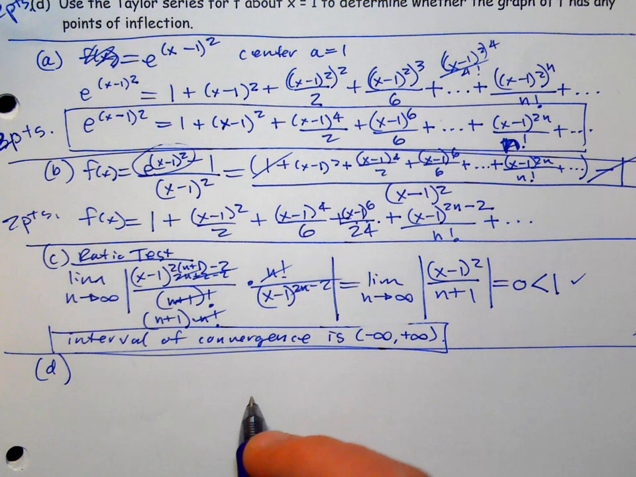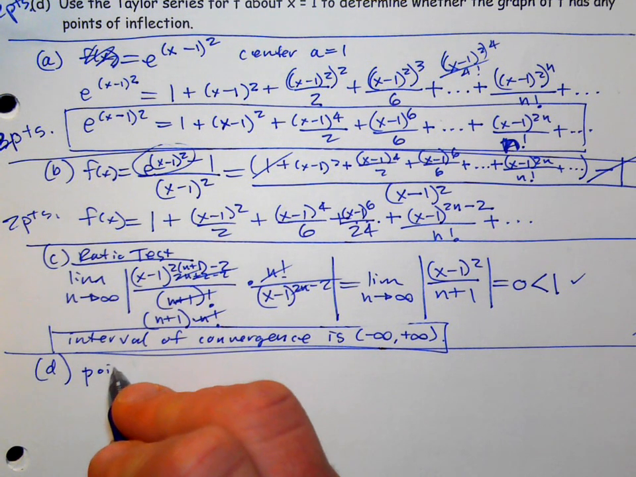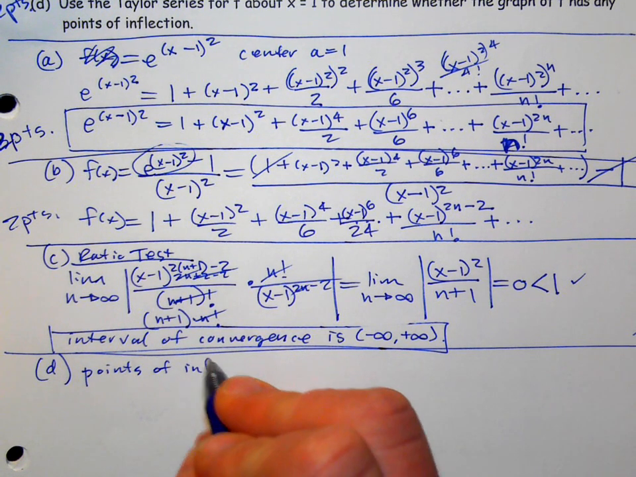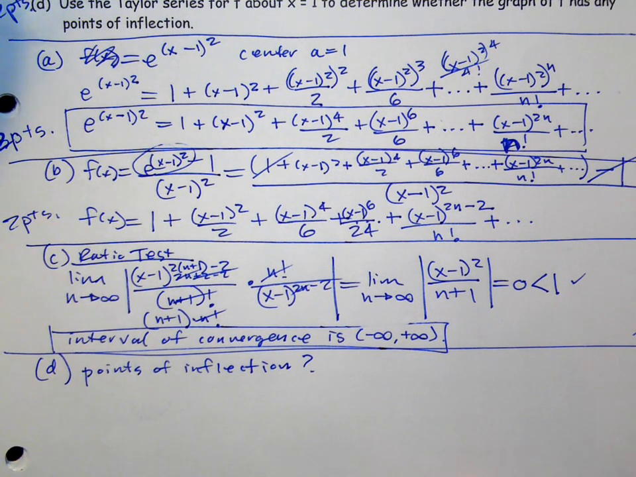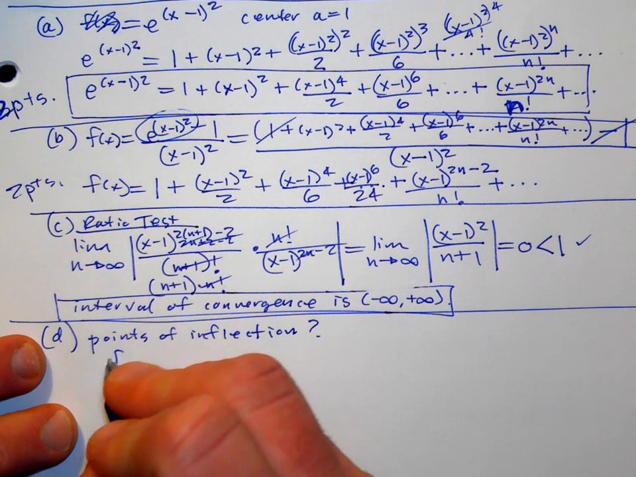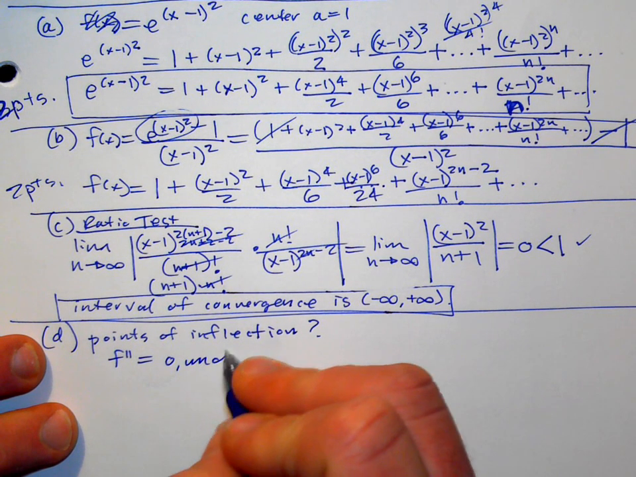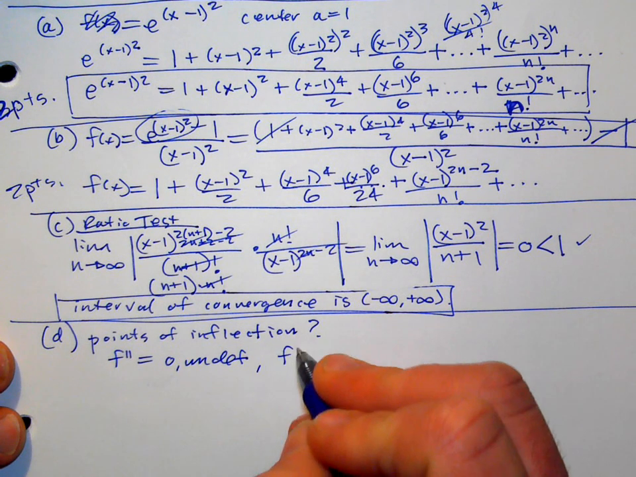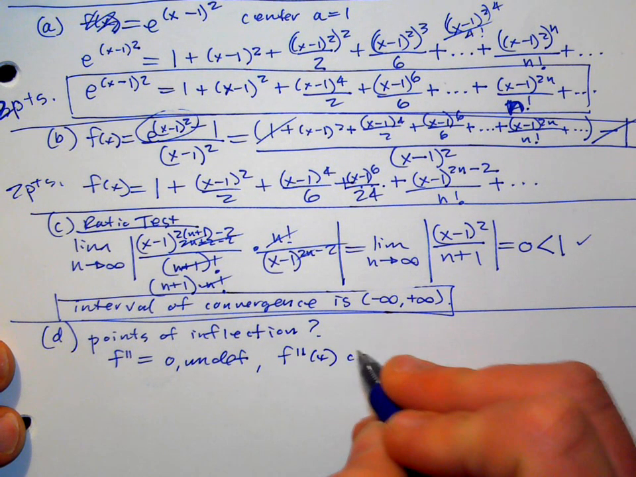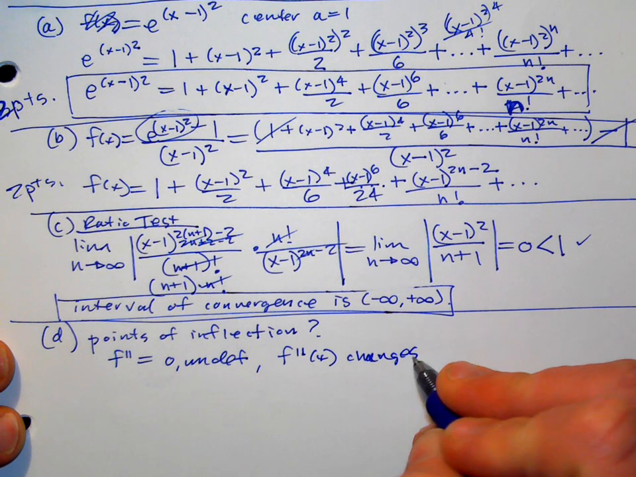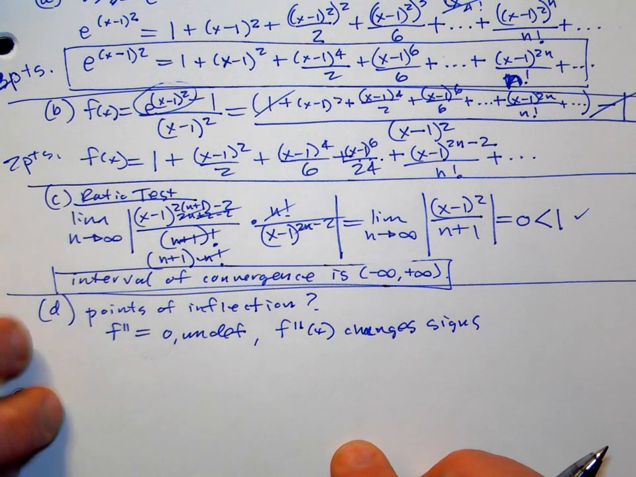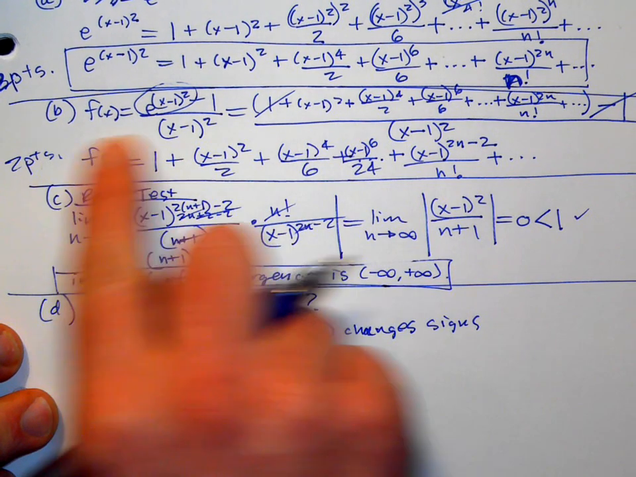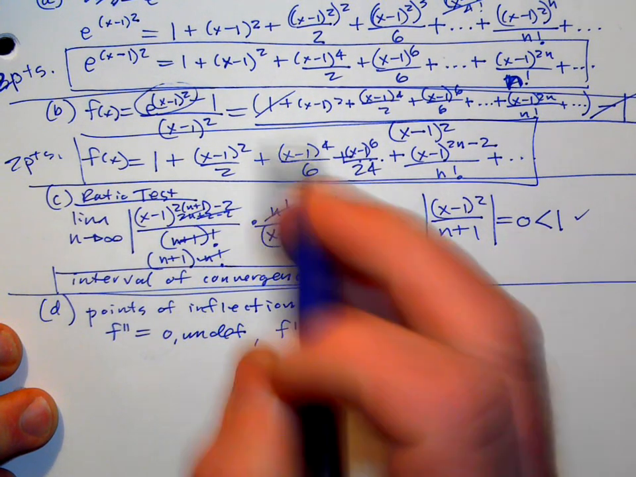D says use the Taylor series for f about x equals 1 to determine whether the graph of f has any points of inflection. Points of inflection happen when the concavity changes signs. So first you want to find where f double prime equals 0 or undefined. Then you want to make sure you verify that it actually changes signs. I mean, that's the general approach for finding inflection points. So we have this series up here on part B.